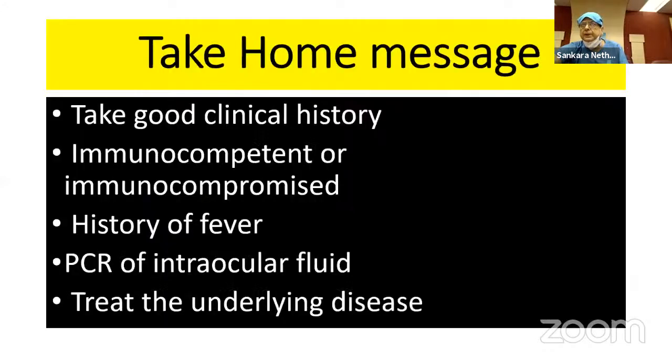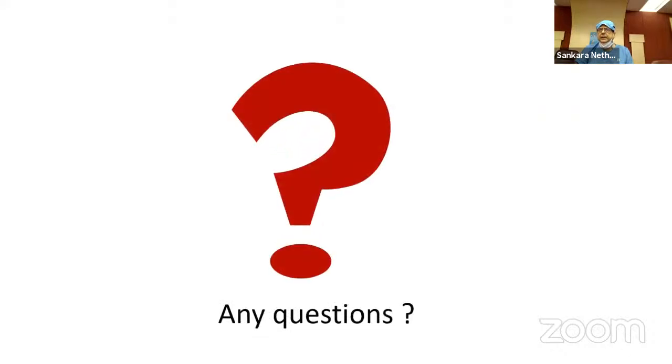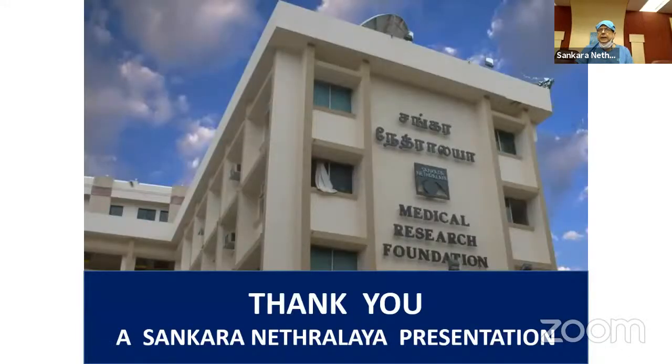with improvement of vision. So to summarize, the take-home message is to take a good clinical history, which is of paramount importance in choroiditis, retinitis, immunocompetence or immunocompromise, history of fever, PCR of the intraocular fluid, and treat the underlying disease. So I talked about choroiditis, retinitis, post-fever retinitis, and then I'll end here. Thank you very much. The questions we'll take at the end of all the talks.